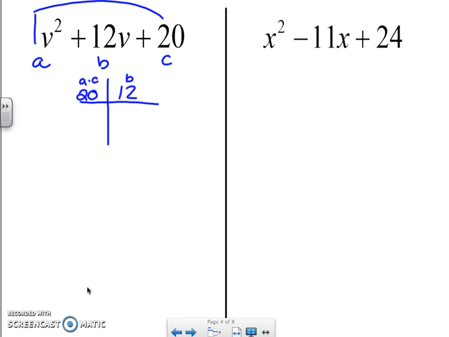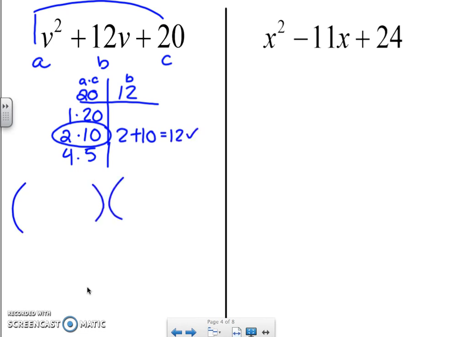So we're going to list all of our factors of 20, which is 1 times 20, 2 times 10, and then 4 times 5. Okay, so which one of those will add to get me a 12? Looks like right here, because 2 plus 10 is 12. So 2 and 10 are your factors, so we're going to write them in our parentheses. I'm going to go x plus 2 in this one, and x plus 10 in that one. Okay? All right, one more.